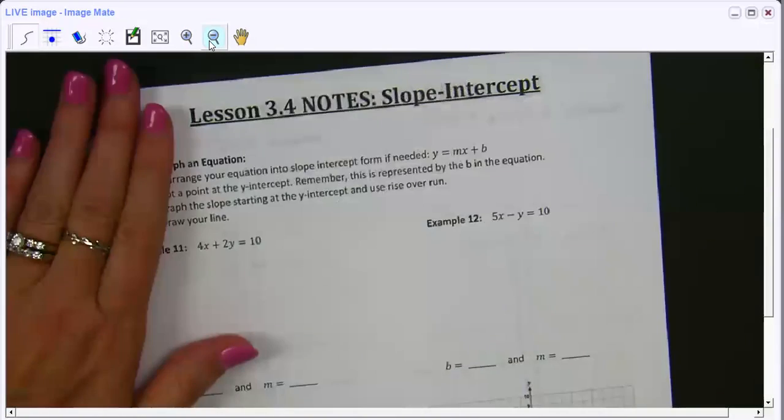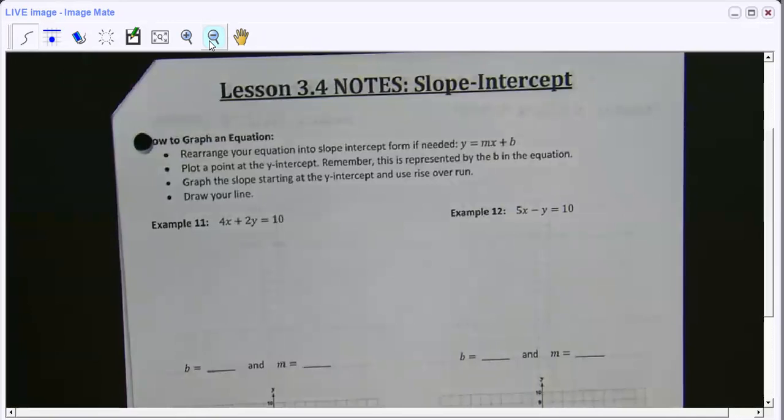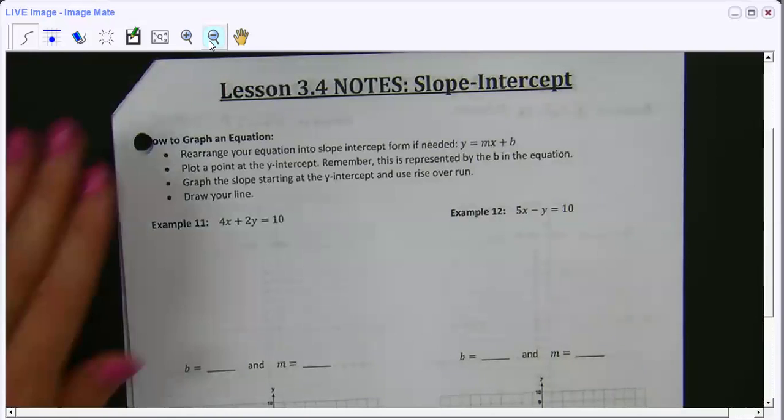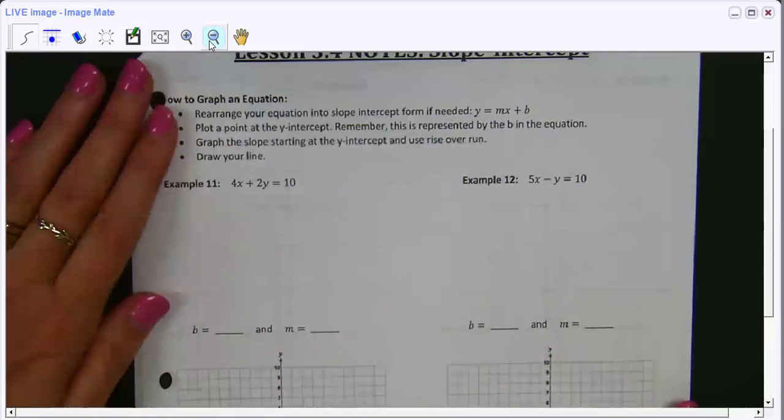There we go. Okay. Remember that first problem we did on the front page where we had to rearrange our equations in slope-intercept form. You're going to be doing that for the remainder of the lesson. You're going to rearrange all of your equations. Then you're going to plot a point for your y-intercept and graph your slope. That's pretty much what this whole lesson is. So let's look at this first one.